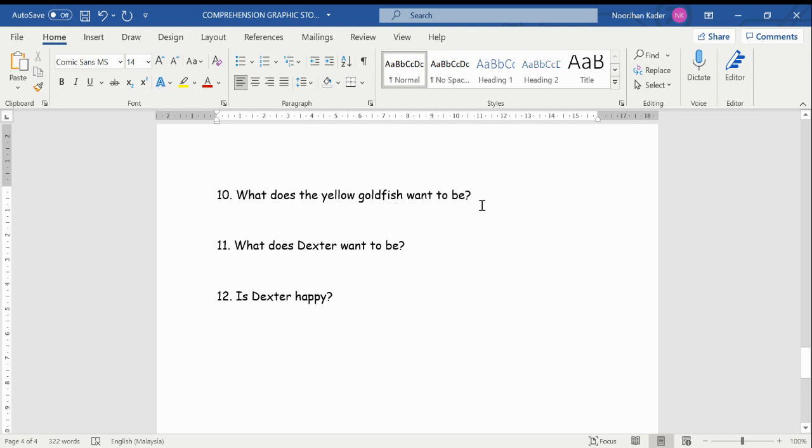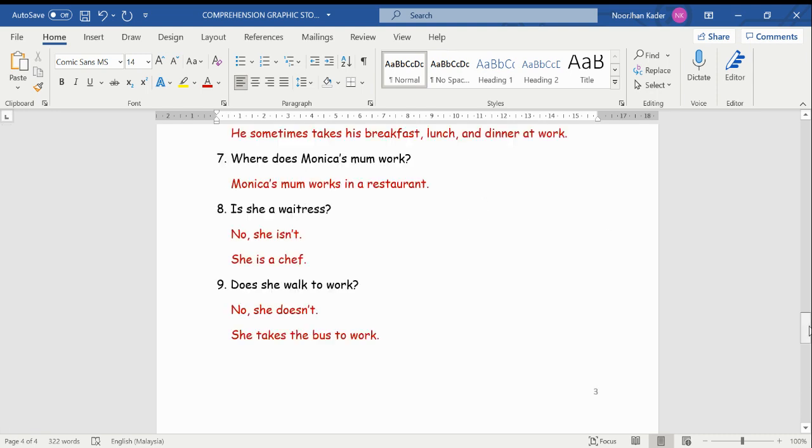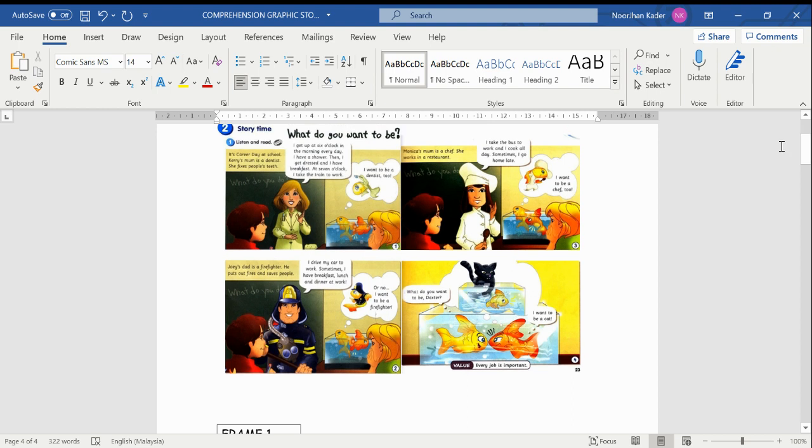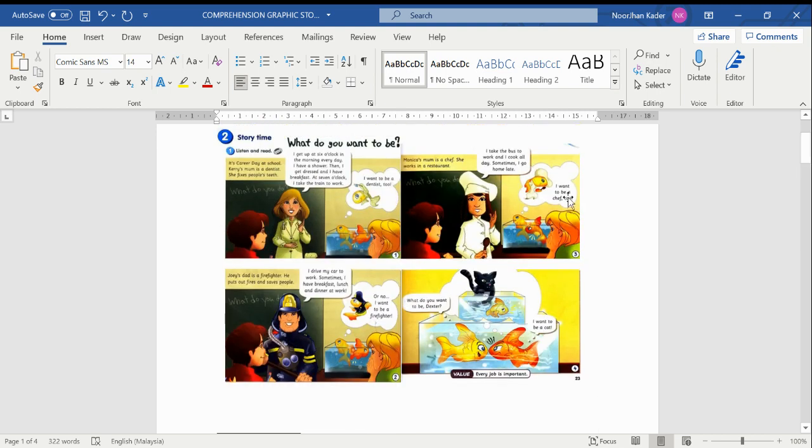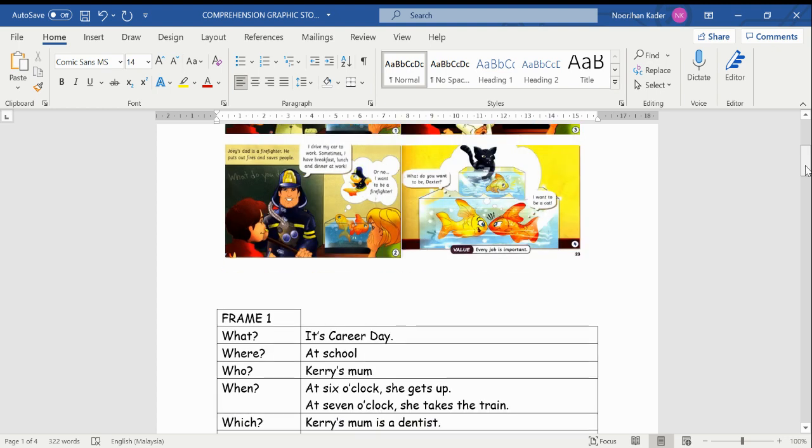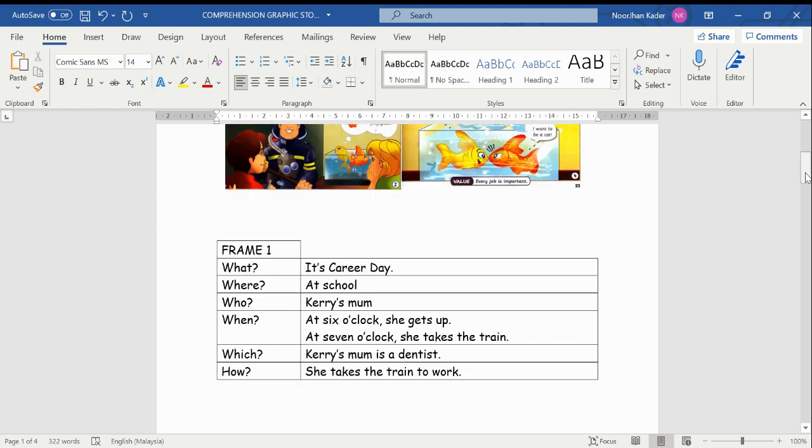What does the yellow goldfish want to be? Because you see, the yellow goldfish is still thinking of what it wants to be in the third frame: first frame, second frame, and third frame. In the fourth frame, there is no more yellow goldfish thinking about what it wants to be, but Dexter. So I forgot that. I'm sorry. So I want to be a chef too. So it's asking about frame 3, not the other frame. So you have to concentrate only on frame 3.